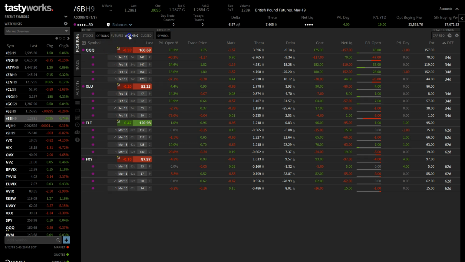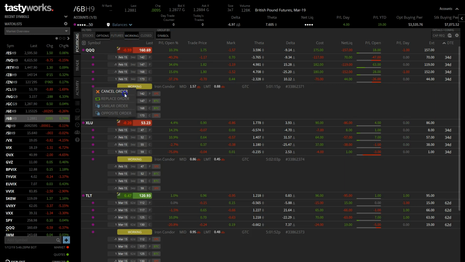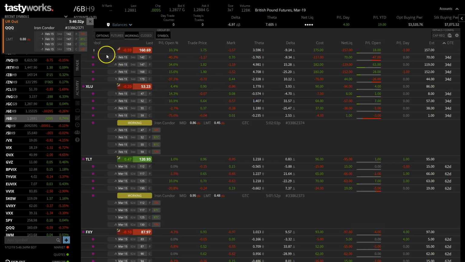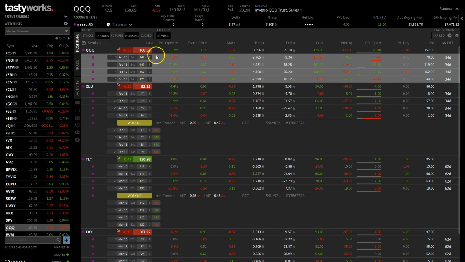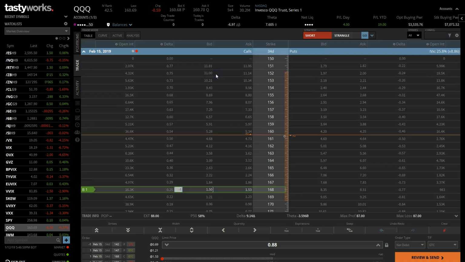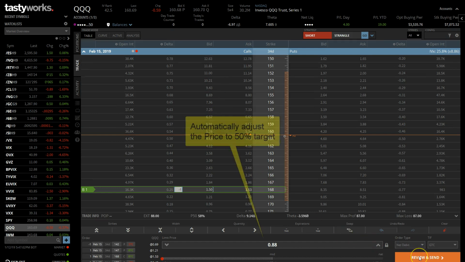The way I do it, if I have working orders already, let me cancel this working order. Let's say I want to put a good-until-cancel order when it gets to 50%. I just click every leg, which is going to be the trade. I right click, close position, and I can click here close profit percentage, 50%. I can move here to 45, 50, 55. When it's at 50%, I click here, and it gives me the review and send.